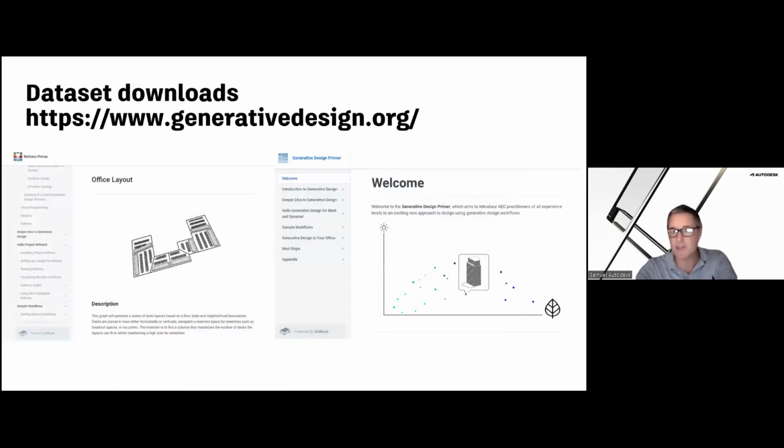So with that, those are just the 5 examples. Most of these are available on our website. Again, it is the generativedesign.org. You can go down to the sample workflows and download a number of these for free to use in your architectural building information modeling workflows. And with that, I will stop sharing and we can move into some Q&A.